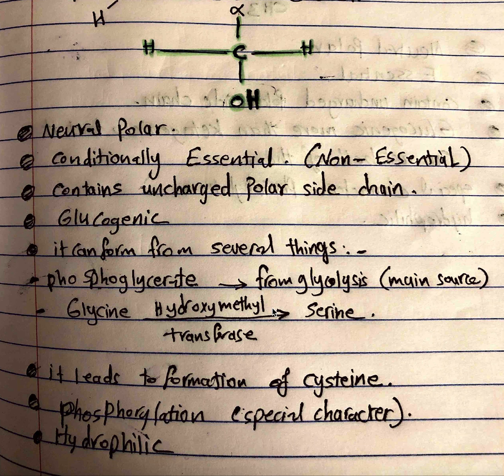Serine itself may lead to the formation of cysteine, and what is special about it is phosphorylation, and that is due to the OH. Any amino acid that contains OH is important for phosphorylation. That means it can be phosphorylated, and the most important amino acid that can be phosphorylated is serine. And an important thing, it's hydrophilic, and we know that because of the OH it's hydrophilic.